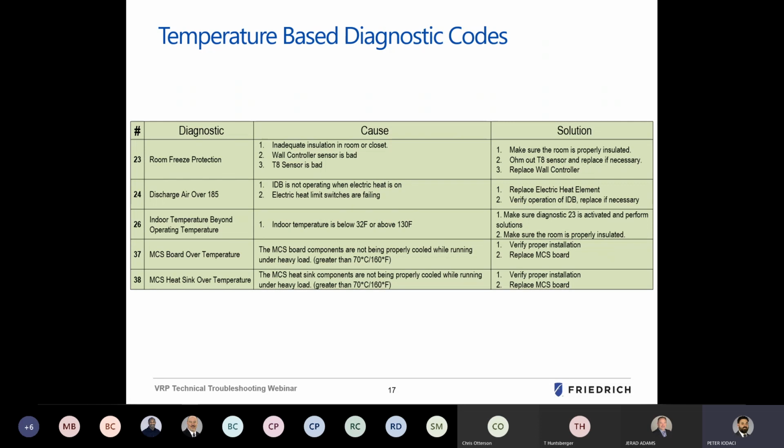Error code 23, room freeze protection. There's something going on with the T8 sensor. So if you get this error code, most probably you want to look at the T8 sensor, verify that it's working, and then double check the MCS board as we said before.